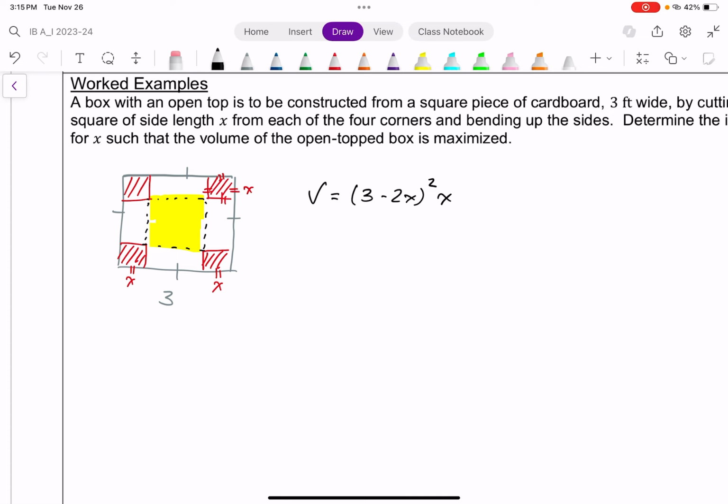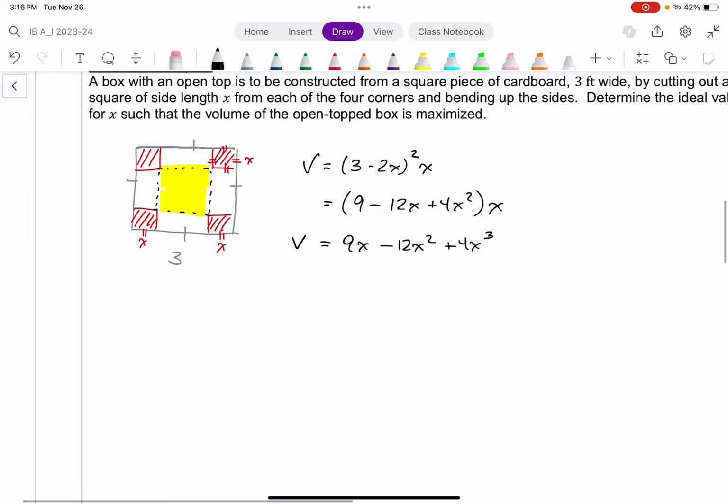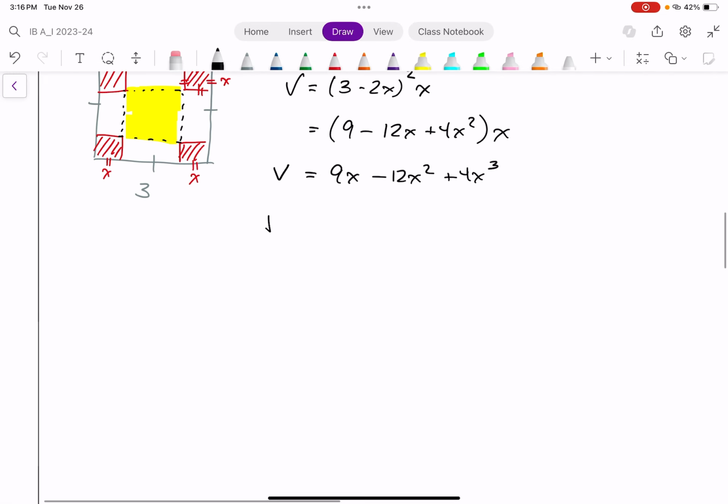Before I differentiate, let me rewrite the form of this. I'm going to expand this perfect square and get 9 minus 12x plus 4x squared. All that's times x. Distribute the x. 9x minus 12x squared plus 4x cubed. So that's my volume function. I want to maximize this, so I'm going to differentiate this. So find dV with respect to x. I get 9 minus 24x plus 12x squared.